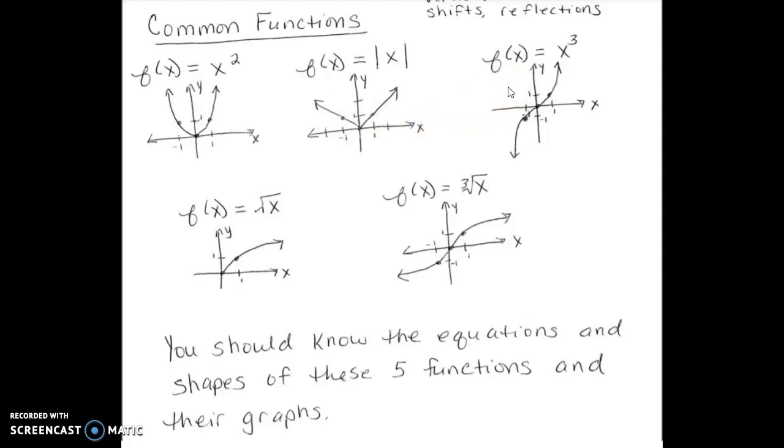Our third common function is f of x equals x cubed. This one goes through the points negative 1, negative 1, 0, 0, and 1, 1, and it forms this vertical S-curve.